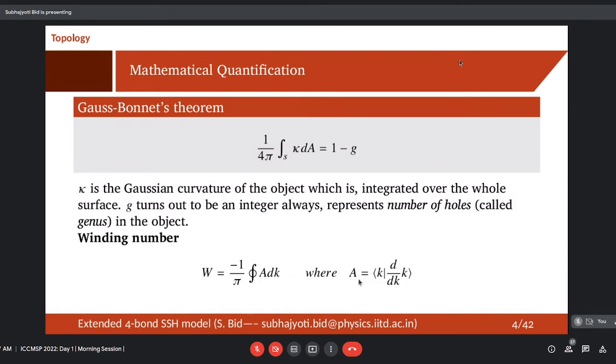And this is called Berry curvature, and this is called Gaussian curvature. This formula looks similar, and this also gives us an integer value. It gives us the winding number of the system. This is valid for topological insulators. That's why these are called topological insulators, because they follow these kinds of formulas.